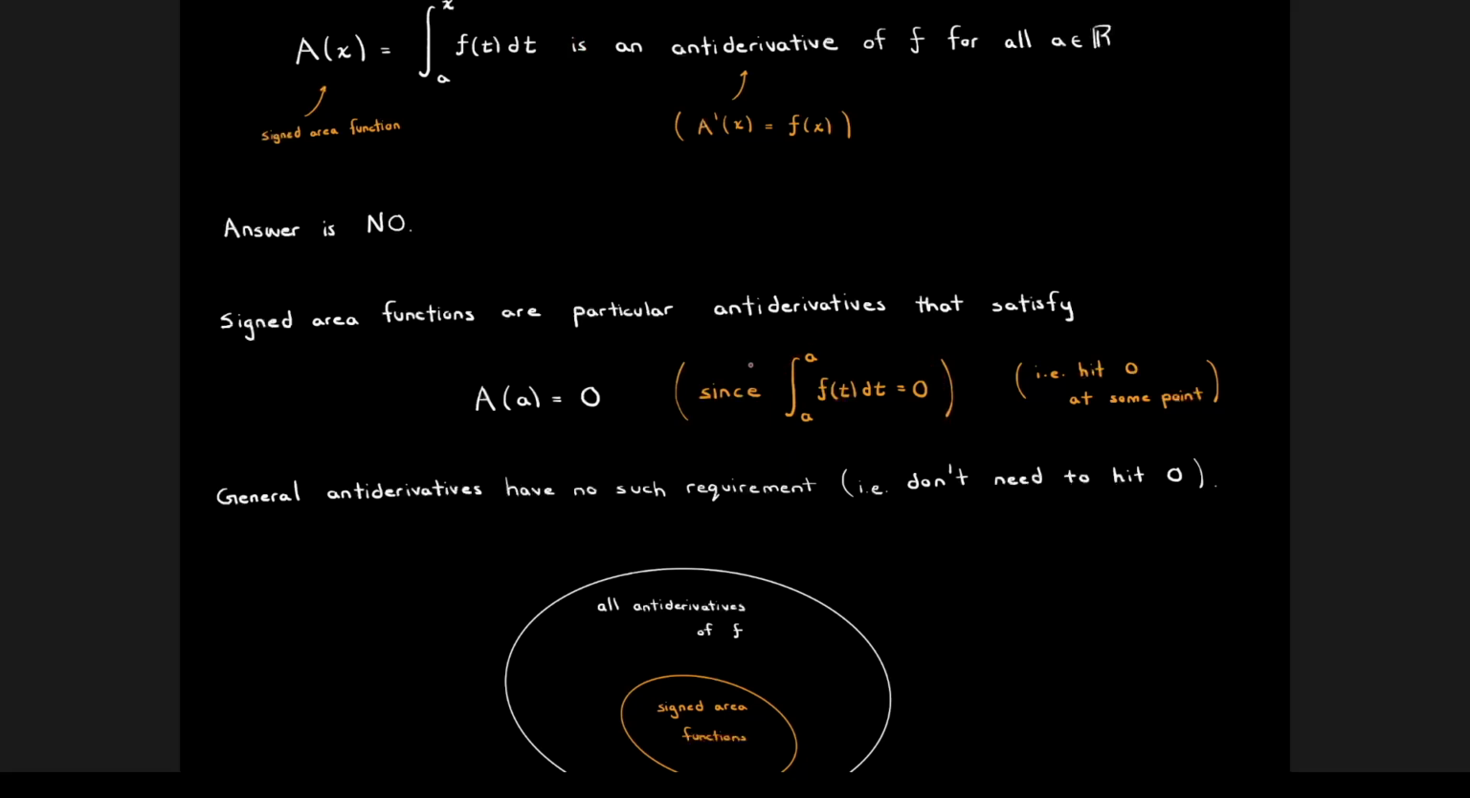So this is a property that we also discussed before. And so what this implies is that all signed area functions have at least one x-intercept. They will touch the x-axis at some point, at least once. However, general antiderivatives have no such requirement. They're not required to touch the x-axis at all.